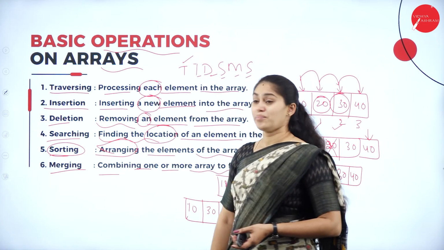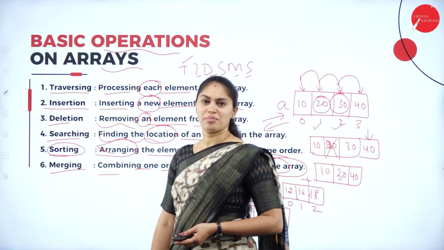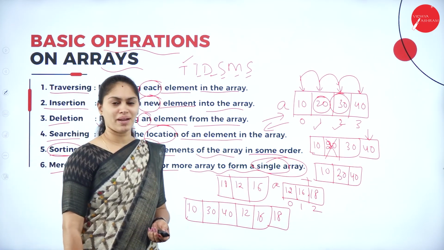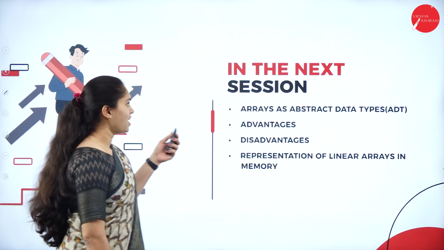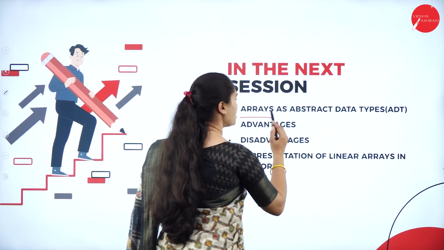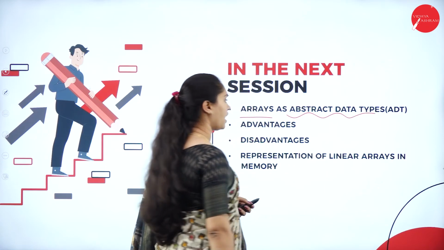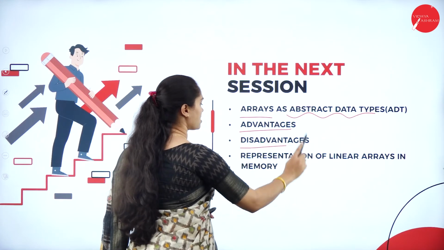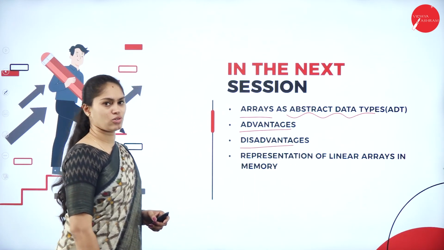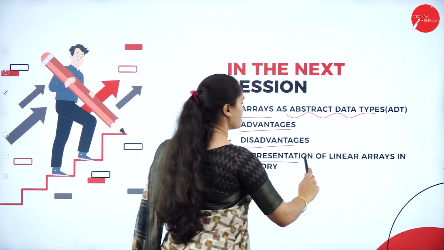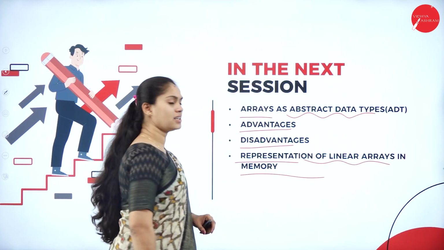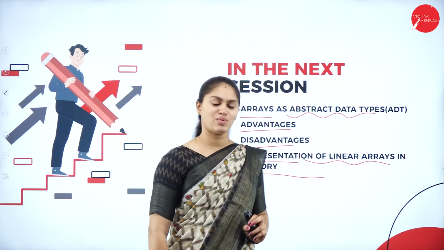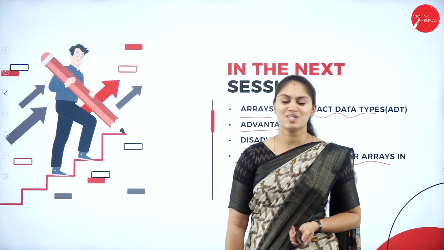These are the basic operations which we will be able to perform on arrays. I hope you all understood regarding all these topics. It's all about today's session. In my coming session, we'll see how arrays act as an ADT, that is abstract data type. And also we'll see what advantages and disadvantages we have with respect to the array, and how we are going to represent this linear array in the computer's memory as the last topic of this chapter as well as the unit. I hope you all understood my today's session.